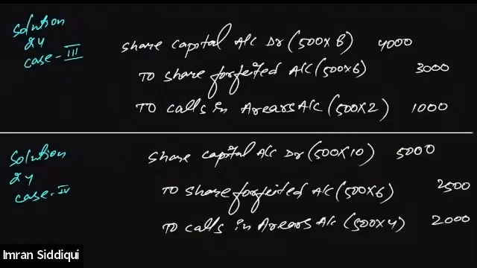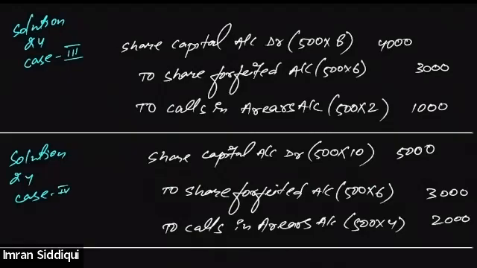Any difference arising? Yes. Difference is of? Tell me. Difference is of? There is no difference, no? No, there is no difference. 3 plus 2, 5,000, and 5,000 is debited as well. So this, yes, sir.